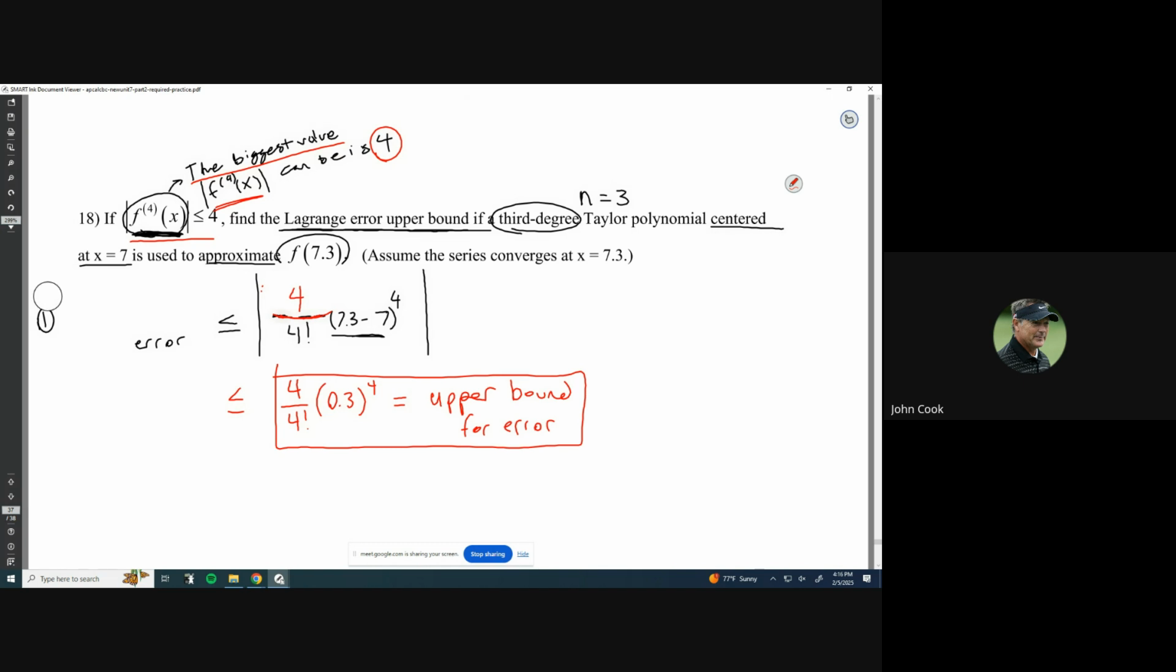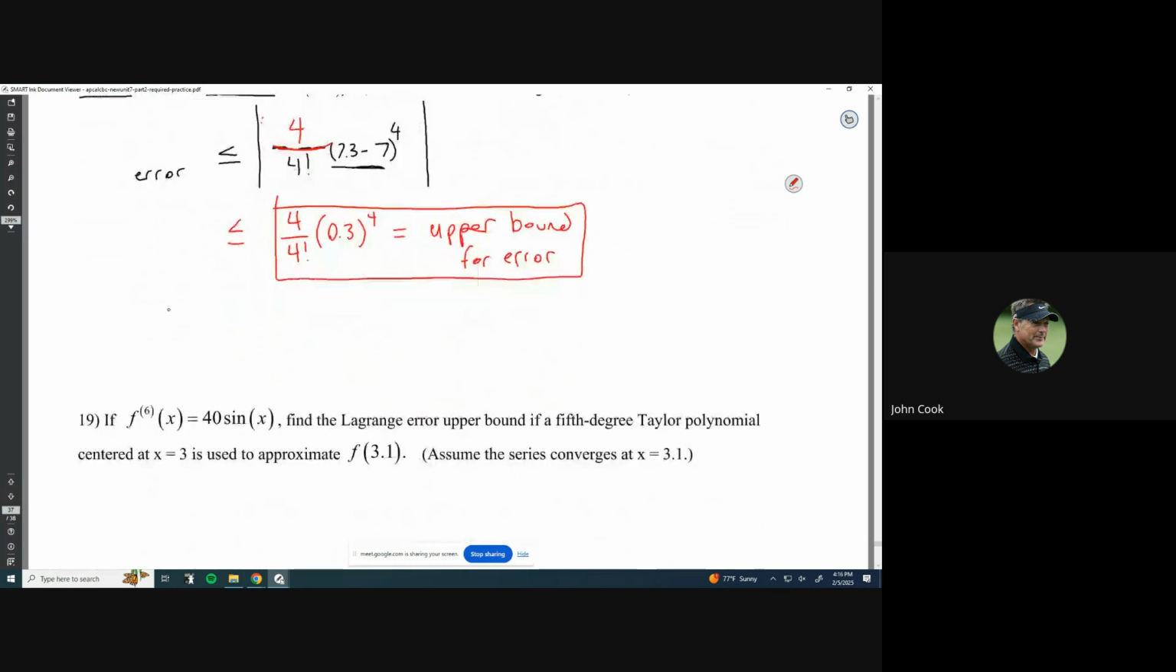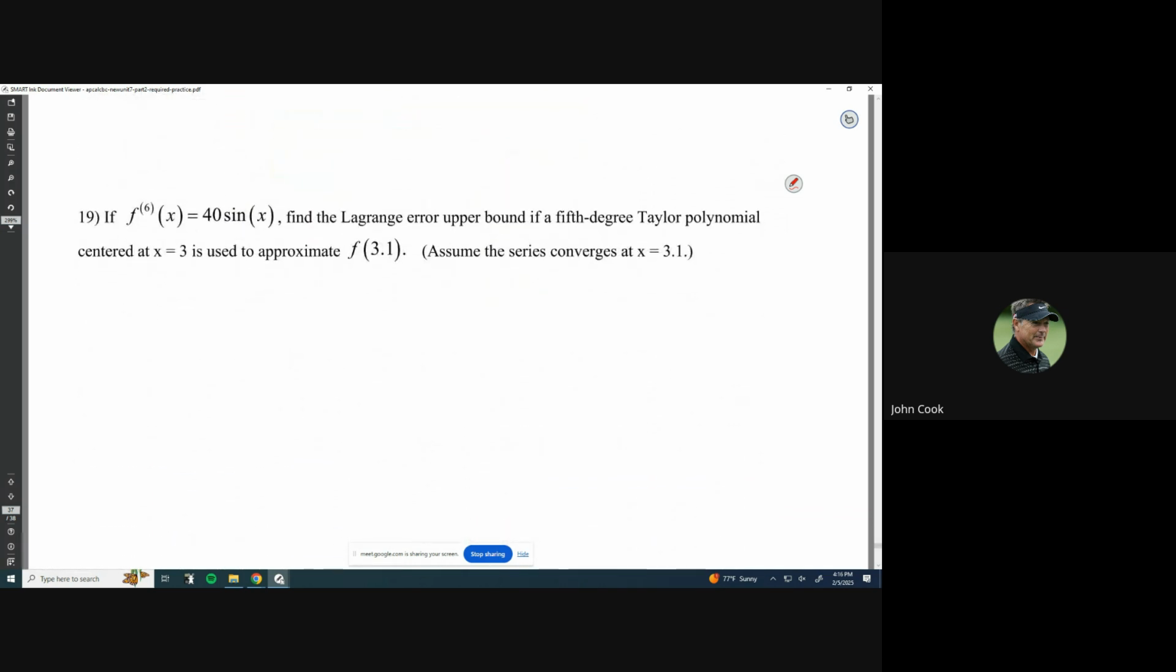When I put step 1, I was like, oh, what's step 2? Doesn't matter. Okay, whatever. Next up, number 19. 19 is very similar, but they give us the function for the 6th derivative for some weird reason. Wonder if we're going to use it. So the Lagrange error for the upper bound, I know exactly what to do for that.